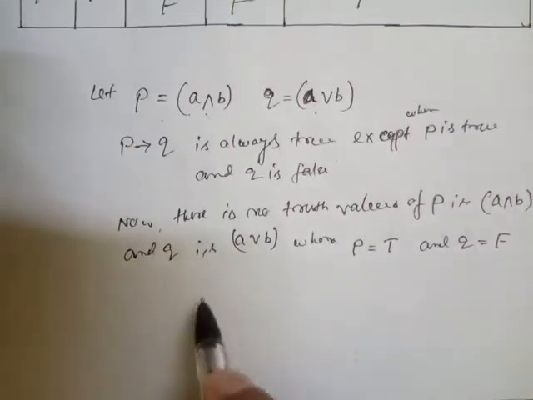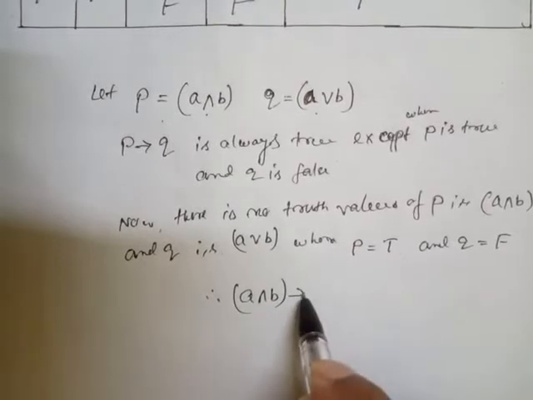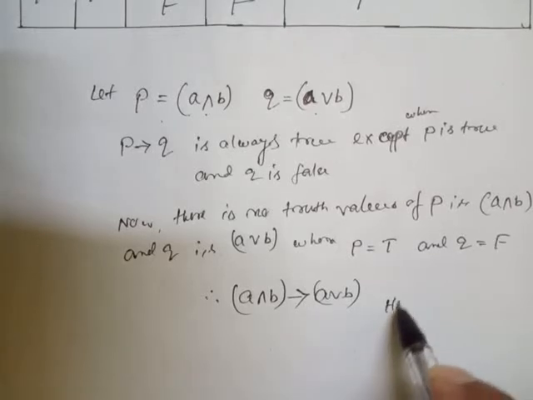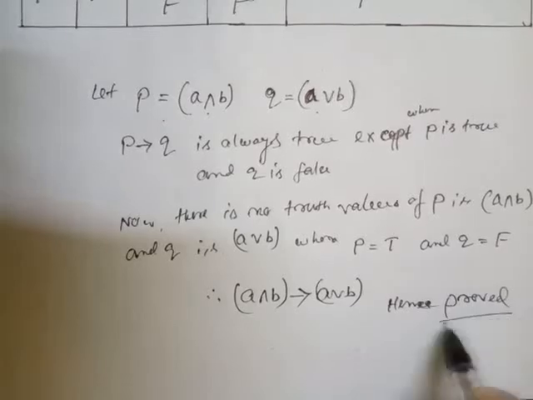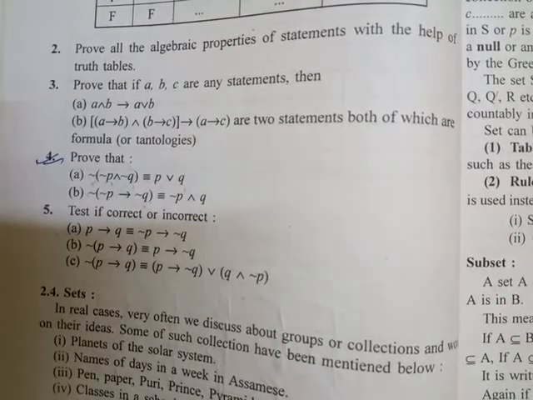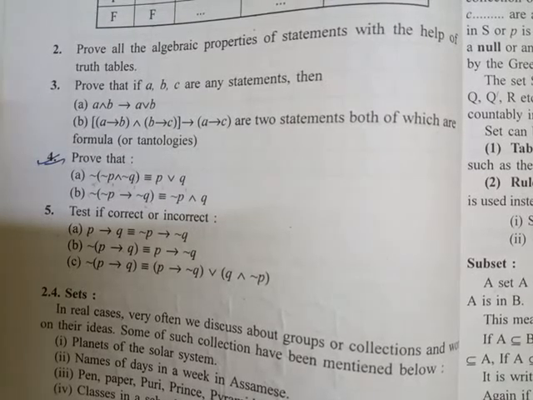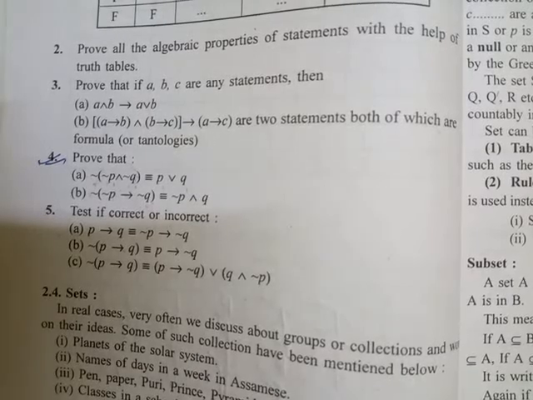So here the last line will say that a conjunction b implication a disjunction b, hence proved. Now students, look, the next question is 3 Roman b, as you can see in the video. 3a is already solved, and 3b I am not going to solve yet. Now let's have a look how to solve that 3b.